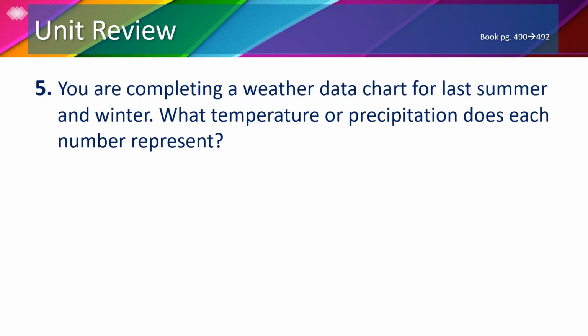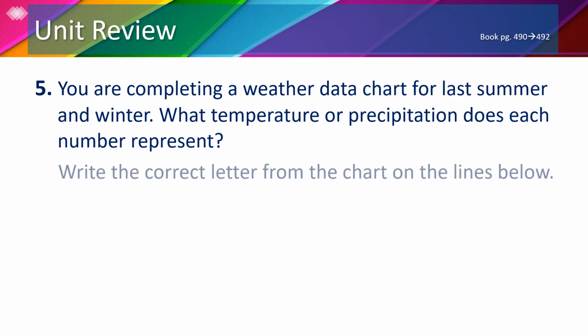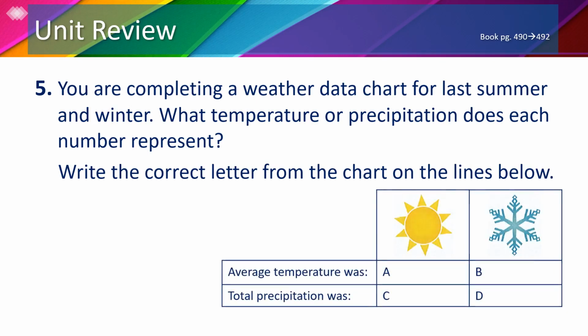You are completing a weather data chart for last summer and winter. What temperature or precipitation does each number represent? Write the correct letter from the chart on the lines below. 5 feet of snow. Snow is a form of precipitation, so it could be C or D. And we know that it is more likely to be present on a cold day rather than a warm day, so the answer is D.